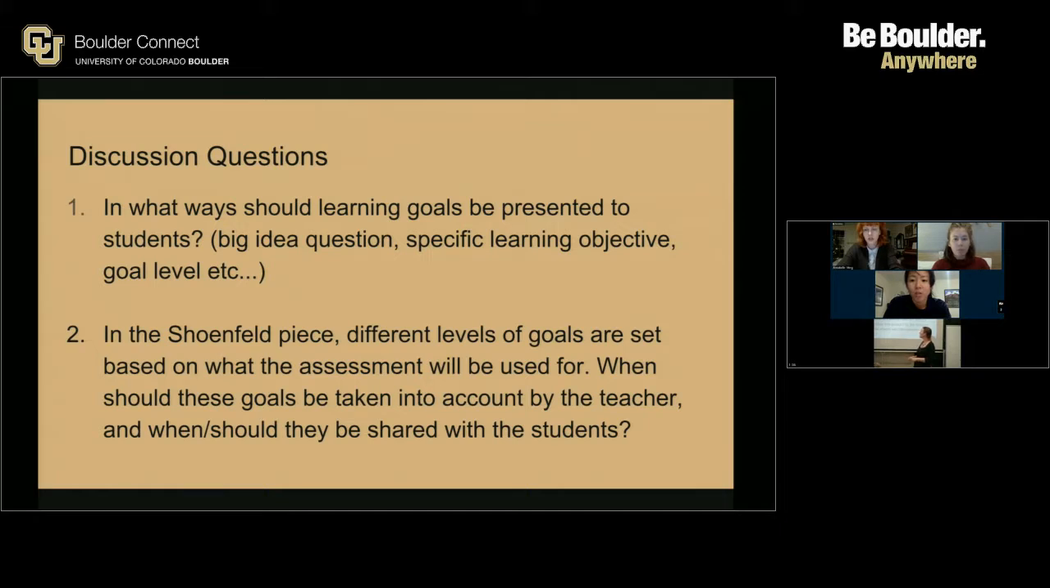But we decided to look at kind of a bigger picture. We read 3 different readings that were really 3 different angles of attack on goals. So we wanted to look at how those come together. And then the Schoenfield piece was just an interesting piece anyway about different goals for different levels. So the first question is, in what ways should learning goals be presented to students? Big idea question, specific learning objective, goal level, etc.